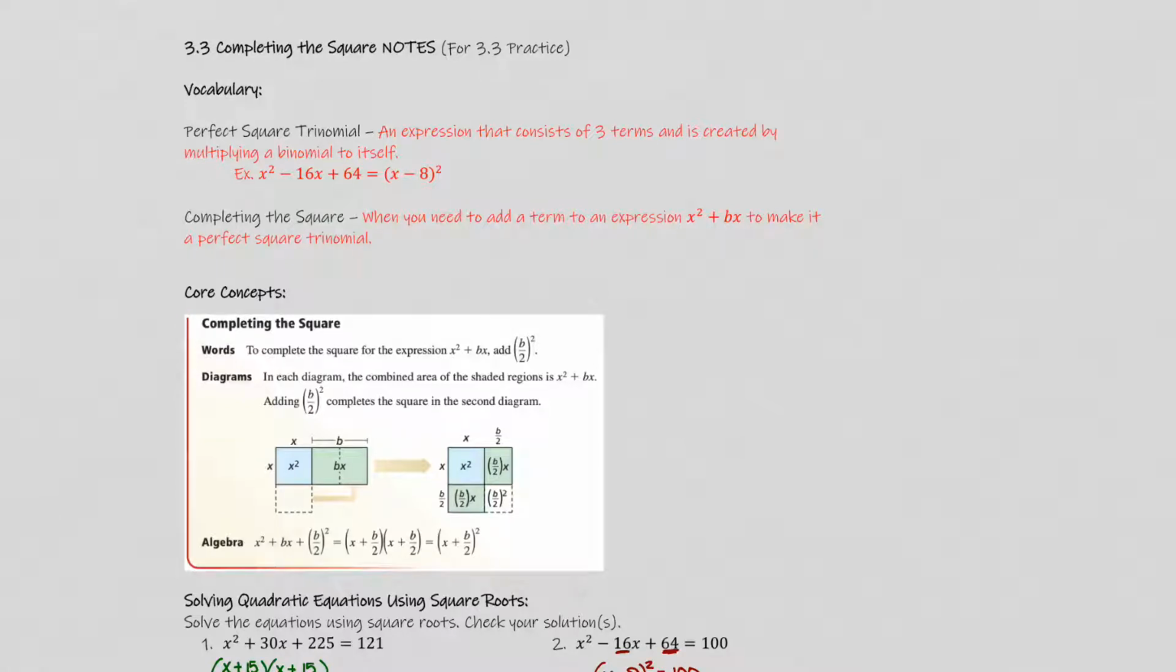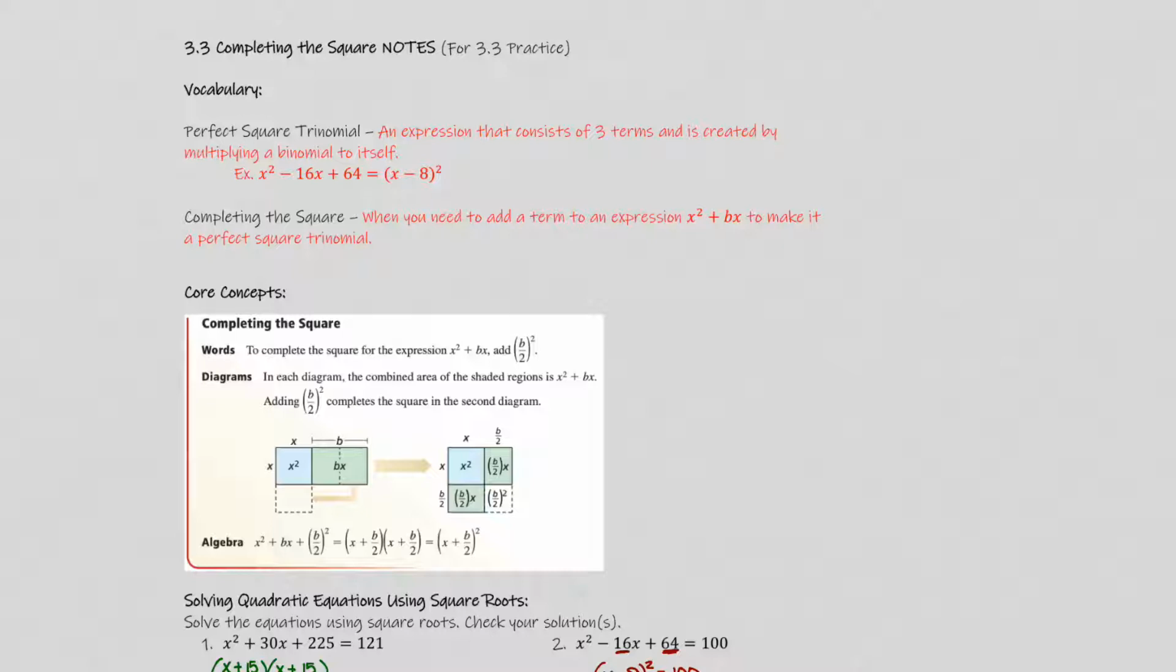All right, now let's talk about completing the square. That's how we're going to solve quadratics. And you do this when you need to add a term to an expression, x squared plus bx, to make it that perfect square trinomial. So just like what we did in the last video in problems number 3 and 4 in the notes, that's what we're going to do to complete the square. That's that b over 2, and that all being squared.